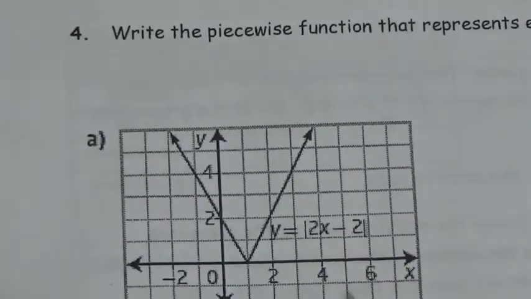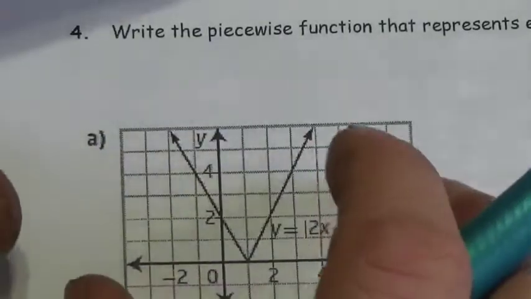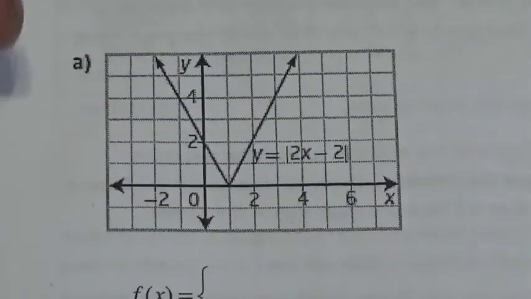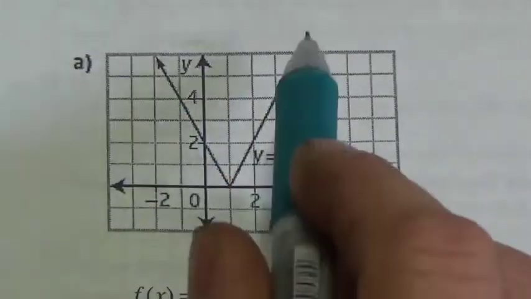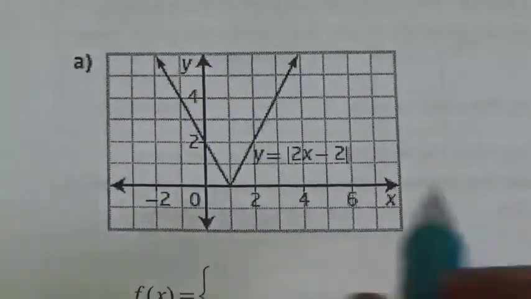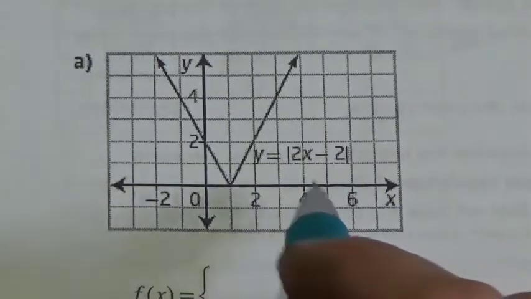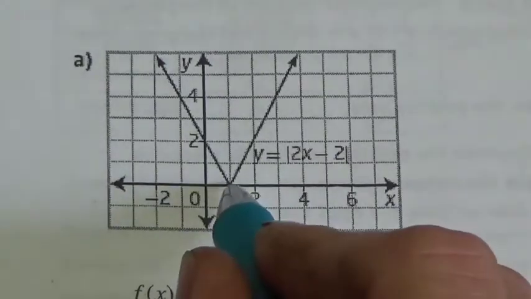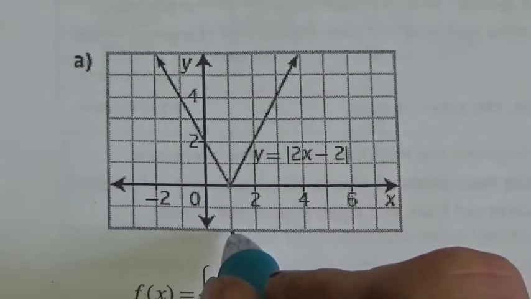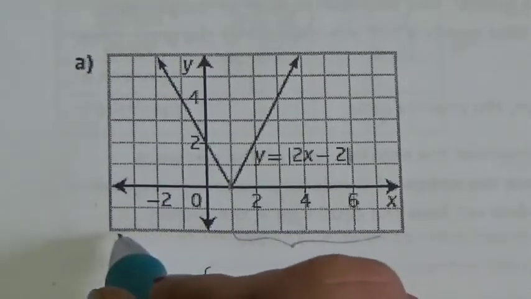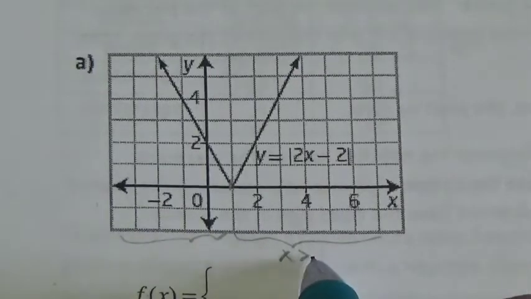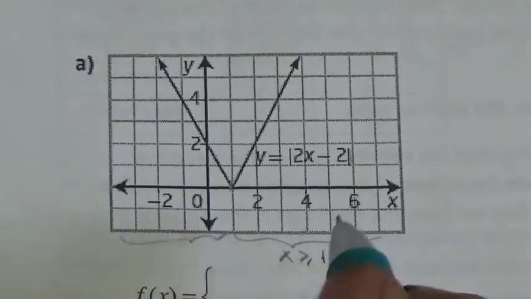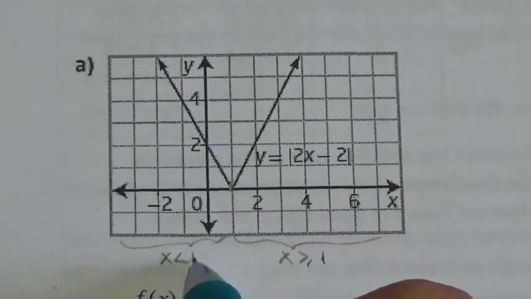Okay, now finally here in this section, what we're going to do is write a piecewise function that represents each graph here. Now, we've already got the graphs here of the absolute value of 2x minus 2. Bear in mind that at the x-axis, at that x-intercept here, this is where we're breaking this thing up into 2 different regions. This is where x is going to be greater than or equal to positive 1. This is where x is less than positive 1.